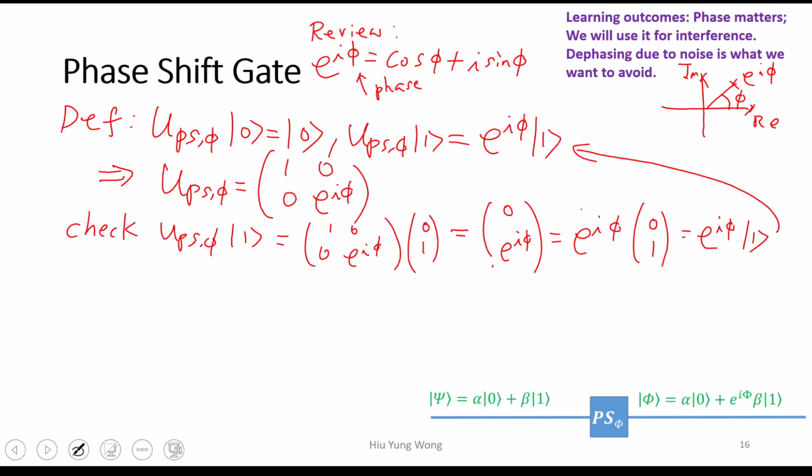So when I apply it to 1, it adds a phase to it. We say we add a phase to it by phi, an additional phase, phi. Okay?